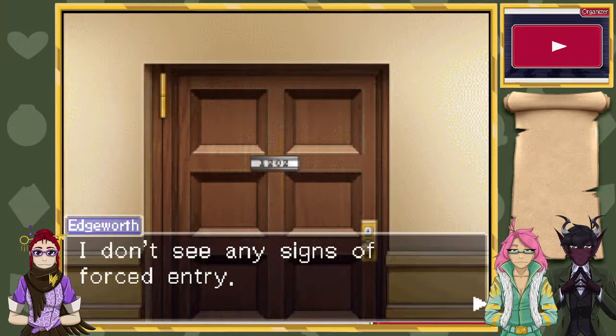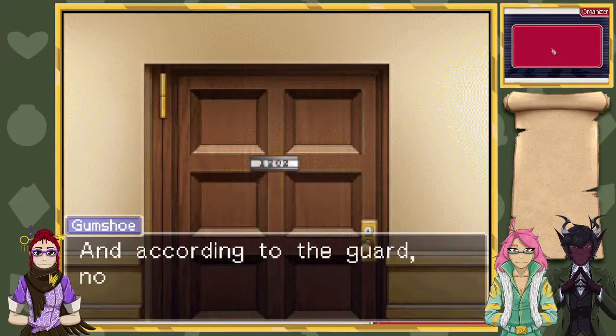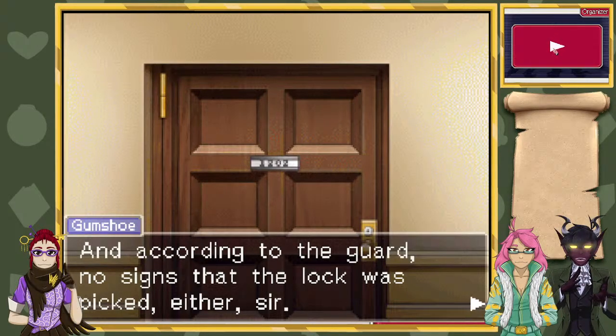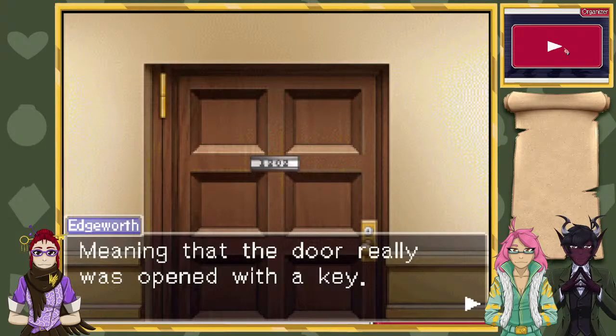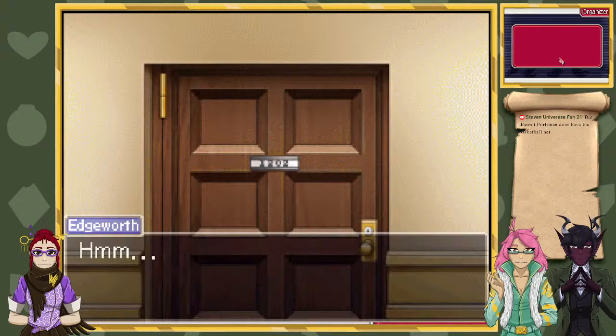I don't see any signs of forced entry. And according to the guard, no signs that the lock was picked either, sir. I'm so curious what they would look for to tell that a lock was picked. Maybe scratches inside the mechanism in the place that the key wouldn't touch. Yeah, I guess maybe. I can't imagine manually picking a lock in a way that wouldn't give evidence, compared to just a key being used, meaning the door really was opened with a key. And also, he could have moved the basketball hoop just as easily.